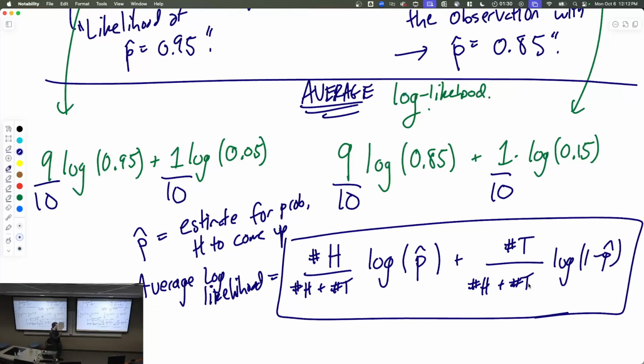And again, this formula doesn't just come out of the blue. It comes from simple first year probability. You guys with me so far? Any questions or comments? Where did this thing come from?